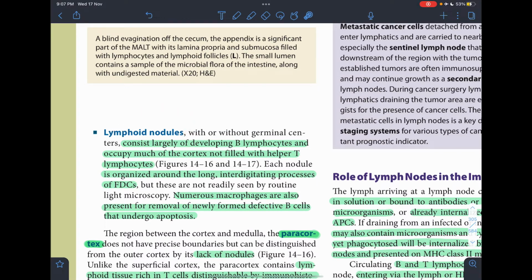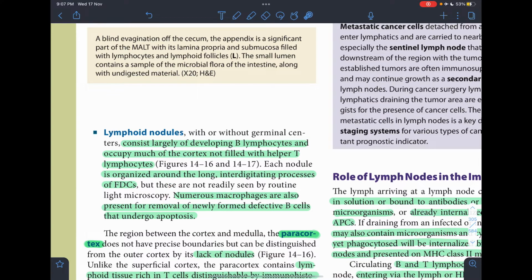These lymphoid nodules consist largely of developing B lymphocytes and occupy much of the cortex not filled with helper T lymphocytes. So if in the cortex, for example in this place, there were no T lymphocytes, surely we have developing B lymphocytes. Each nodule is organized around the long interdigitating process of FDCs, but these are not readily seen by routine light microscopy.